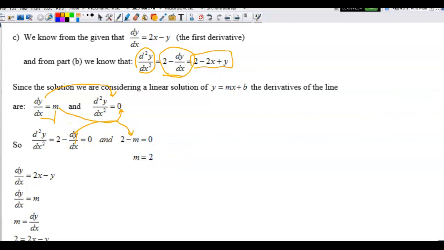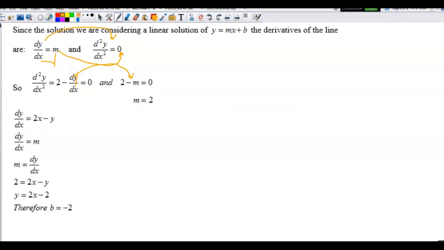And then I can go back, let me scroll down here, to the first derivative. We know that dy/dx is equal to m, so I can substitute 2 in place of m, substitute 2x minus y into dy/dx, get y by itself, and then find that b is negative 2. So no matter how you slice it or dice it, that's a pretty tough part of that problem.